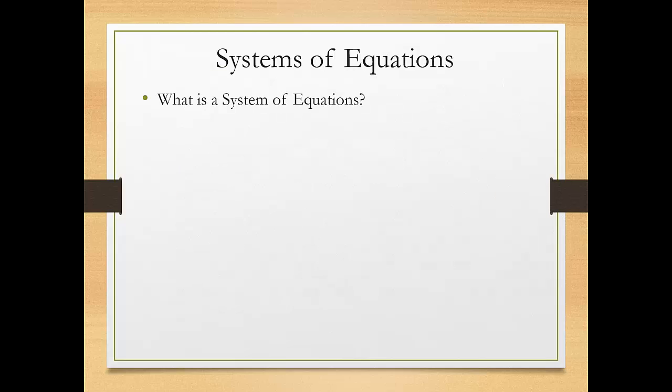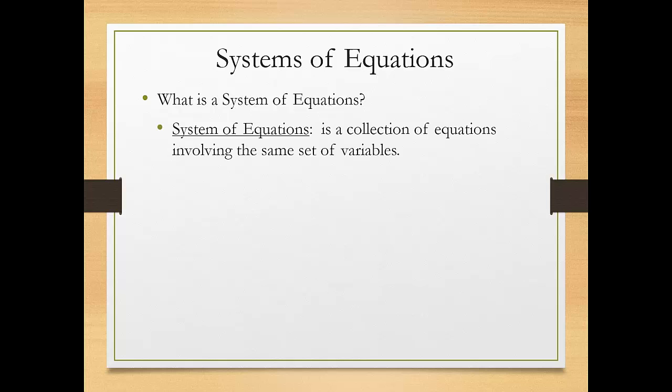Now, systems of equations. What are they? A system of equations is a collection of equations involving the same set of variables. If we're doing linear equations, we have y equals mx plus b as a linear equation, but that's just one. For a system, we need more than one, so here's our second equation, y equals mx plus b, and we designate this y1 and this y2. So that is a system of equations, because there's more than one equation.